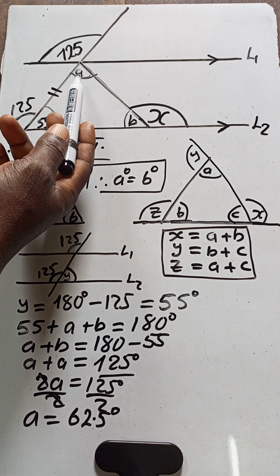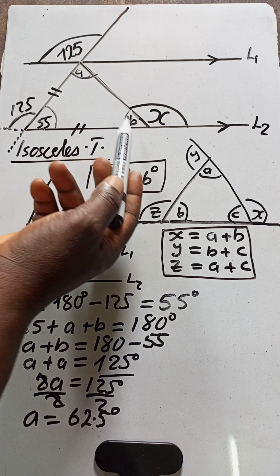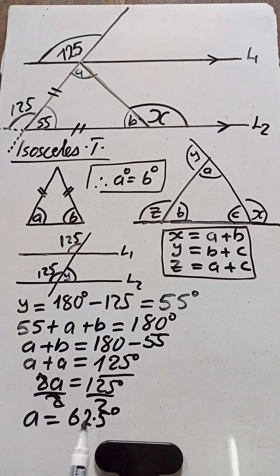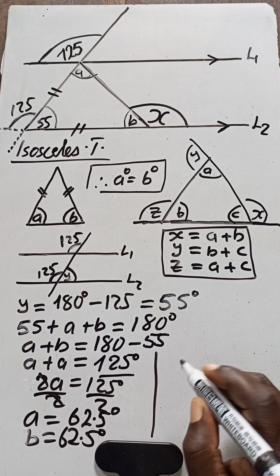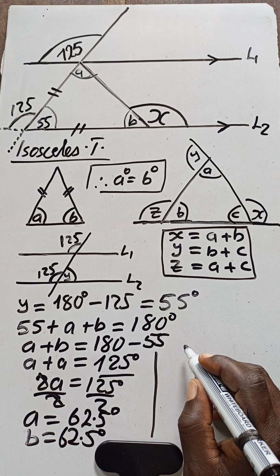All right, we know A and we know B. A is equal to B. Here, the value of A is 62.5 and is also equal to the value of B. So we can also write that B is 62.5 degrees. Now, to get X, what do we need?